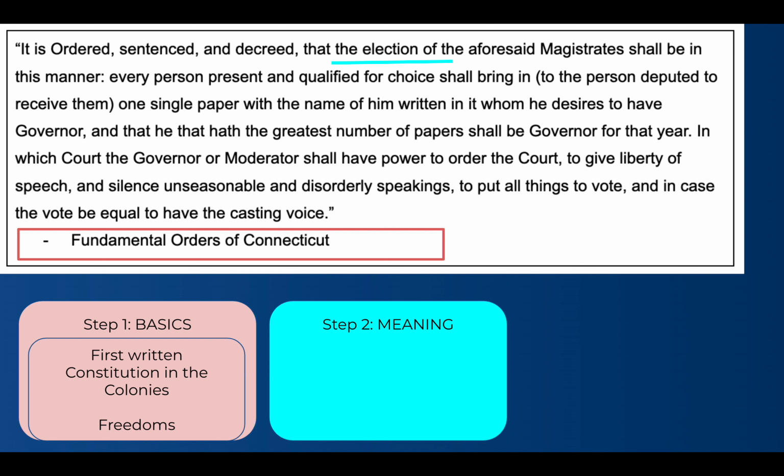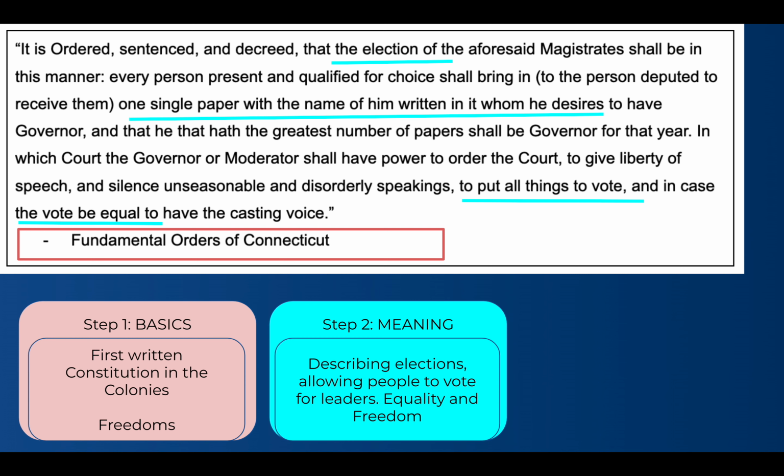You gotta find the meaning in this. I know there's a lot of words you haven't seen before, but you know they're talking about elections. Okay, people are bringing in pieces of paper with names on it, who they want to have as governor, putting things to a vote. They mention voting again. They talk about voice. This document is describing elections. It's describing a system where people can vote for their leaders. It's describing a government where people have these freedoms.